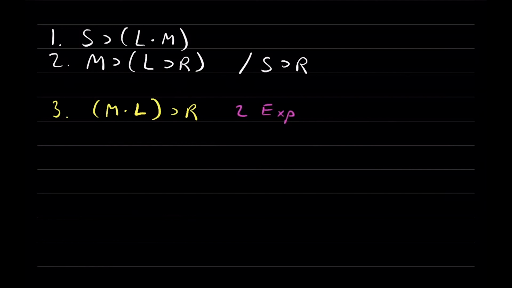Now, this phrase here, M and L, is really similar to what we have up here in the consequent of line 2, L and M. In fact, if we apply commutativity to one of those, then they'll be exactly the same. So I'm going to apply commutativity to the consequent of line 1, and that will give me S implies M and L. That's going to follow from line 1 by commutativity.